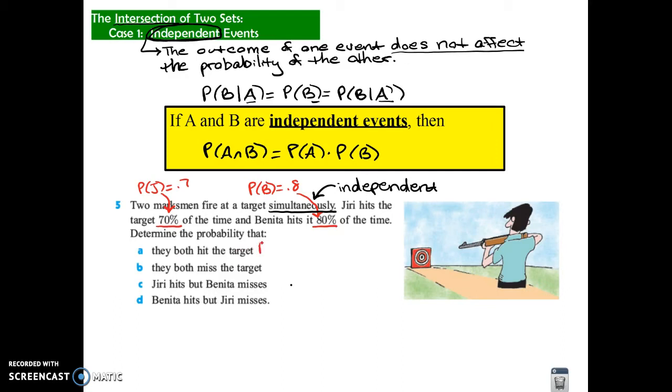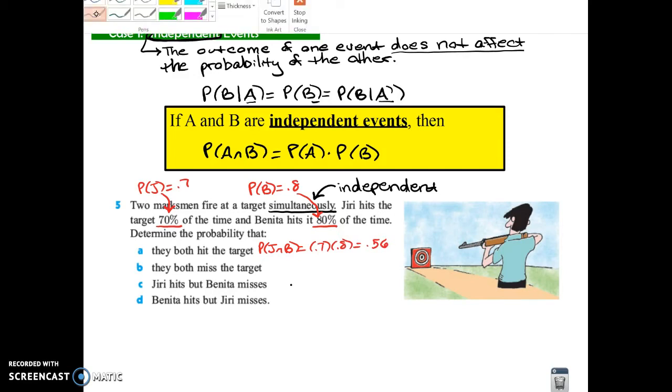In symbols, they could have written this as something like P of J and B, both successes. Since the events are independent, all we have to do is multiply those separate probabilities. 0.7 times 0.8 gives us 0.56, or 56% of the time that they will both hit the target.